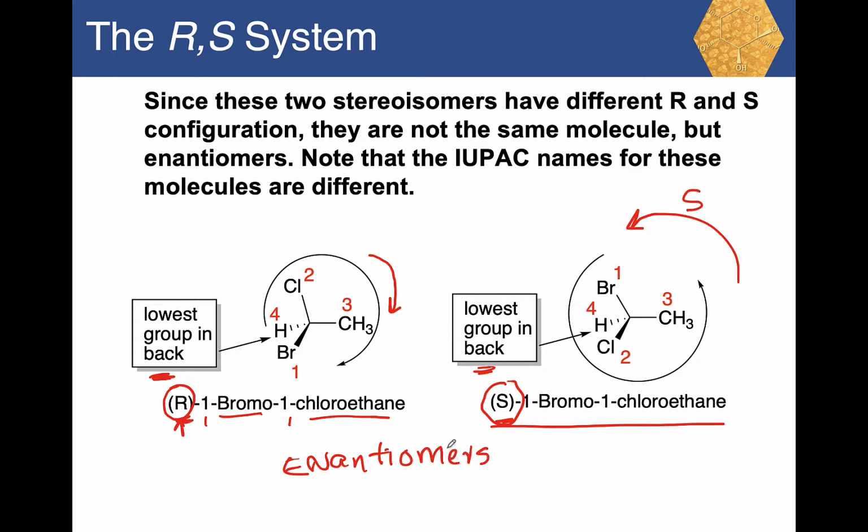They are different. So again, this gives you an easier way to determine if 2 molecules are the same, which means they are superimposable, or different, which means they are non-superimposable and hence enantiomers, by determining the absolute configuration, or the R and S absolute configuration of enantiomers.